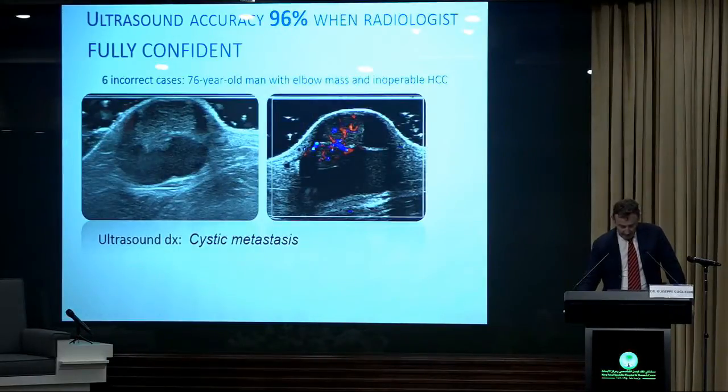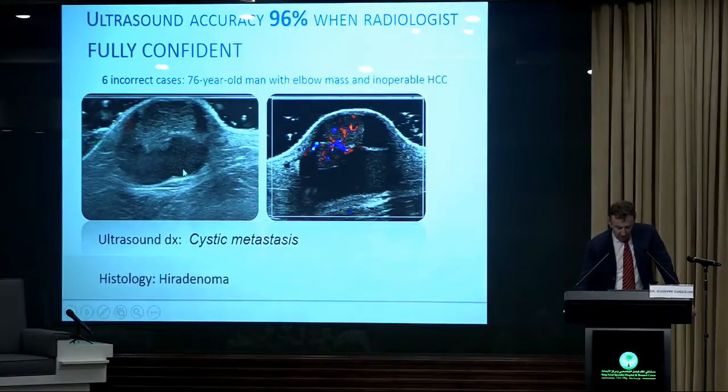And finally, another case, a 76-year-old man with an elbow mass who had inoperable HCC. The radiologist diagnosed this confidently as a cystic metastasis based on all of the features, but the final diagnosis was a hidradenoma.